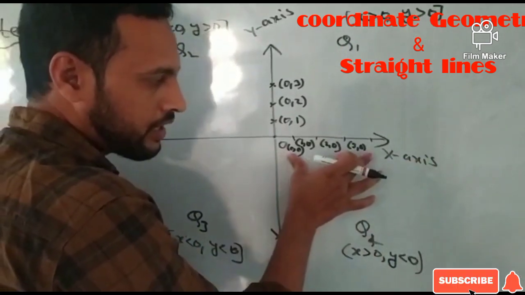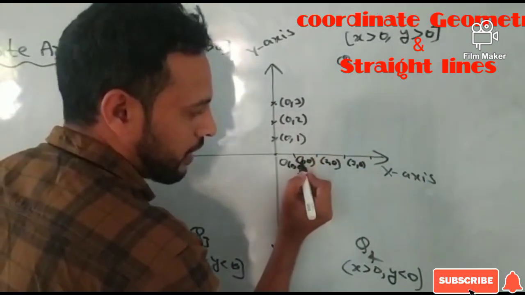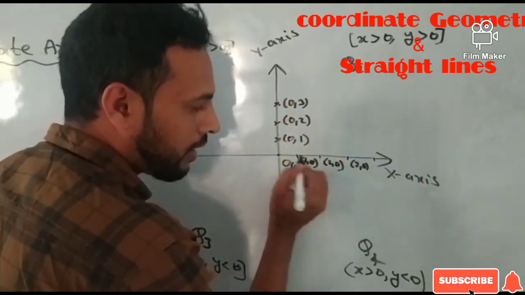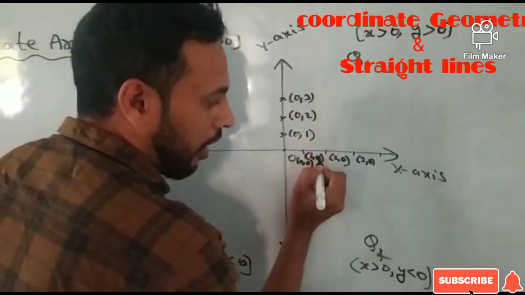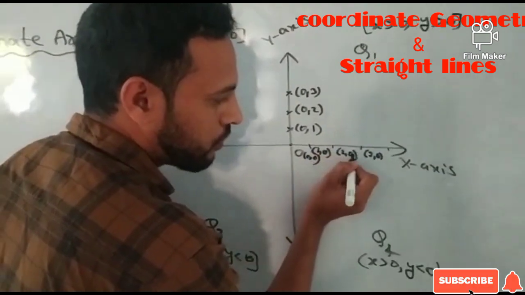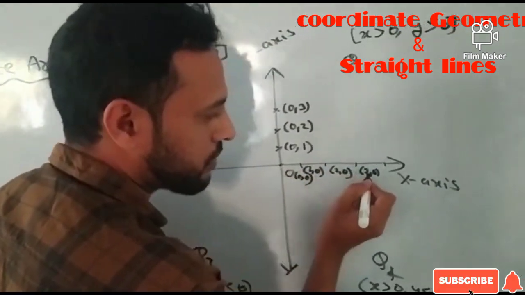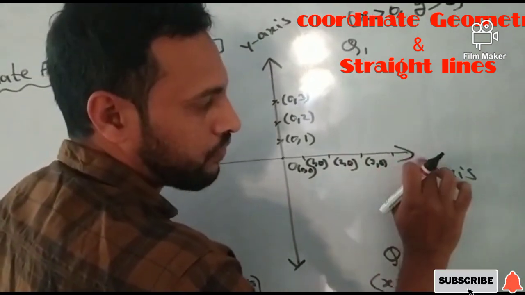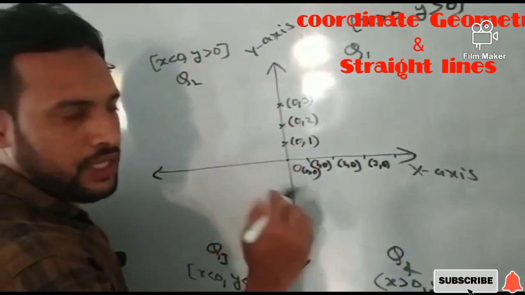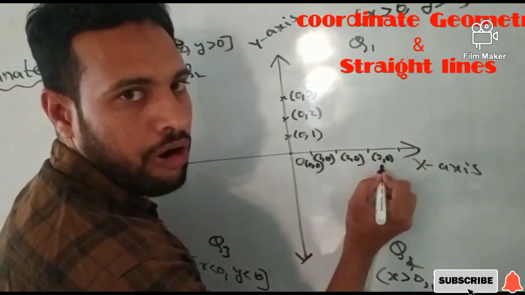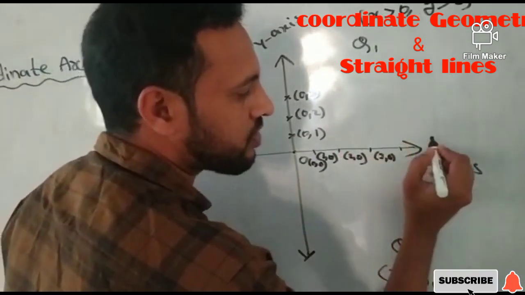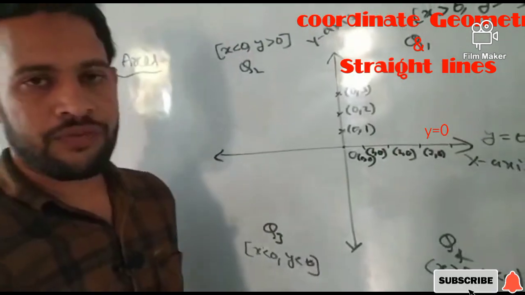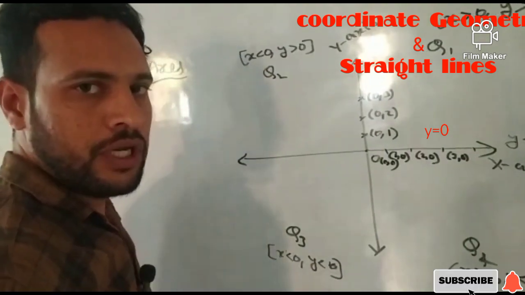See here on this particular line you can see the points, 1 point, 2 points, 3 points and so on. You can take as many points as you want. All the points have one common property here. On the x-axis the value of y becomes 0: 0, 0, 1, 0, 2, 0, 3, 0. You can take a fourth point as 4, 0, 5, 0 and so on. So you can observe that the value of y becomes 0 on the x-axis. Therefore the equation of the x-axis is y equals 0. The equation of the x-axis is how much? y equals 0.